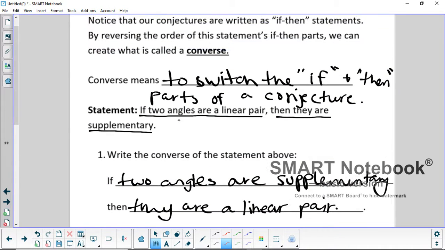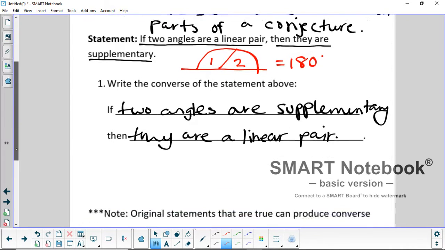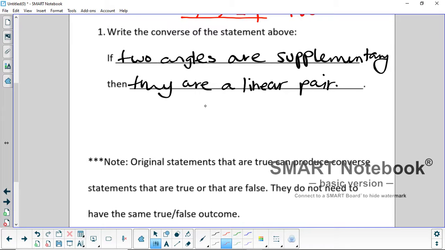So this first statement, the original, it says if they're a linear pair, which would be something like this, angles 1 and 2, then they are supplementary. And that is a true statement because it makes that half circle, which equals 180 degrees, like the protractor. However, if two angles are supplementary, they do not have to be a linear pair. For example, I could have two separate angles, ones that are not touching each other, not sharing a vertex or a side. They are still supplementary but they are not a linear pair. So this is a false statement.